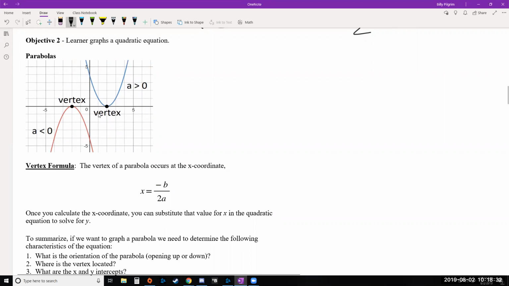On the parabola, the most important point is called the vertex. You can see if it opens upwards, your vertex is the minimum. If it opens downwards, your vertex is the maximum. And often, if we want to graph something like this, we want to start by finding the vertex. So how do you find the vertex?